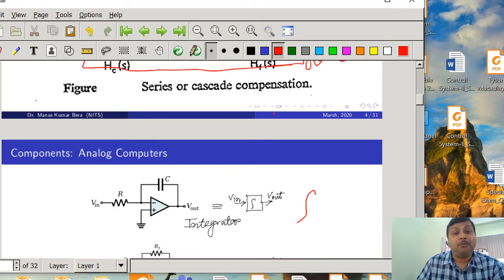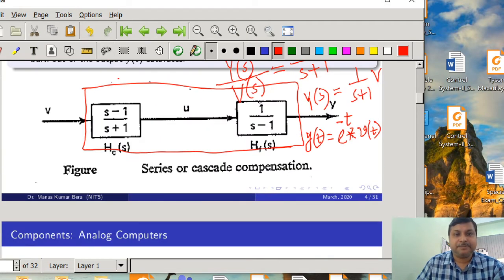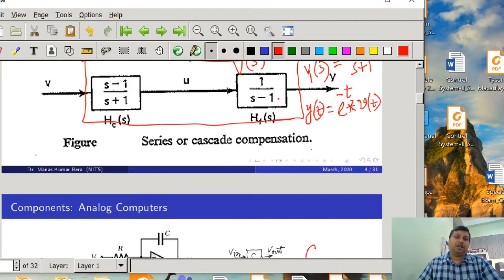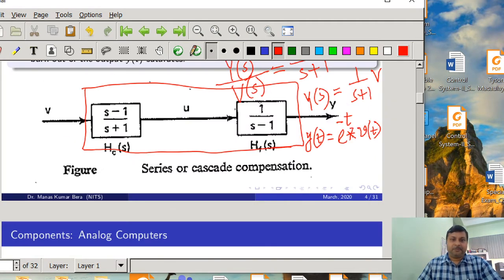Then the question is how we can do that one. To do that one, we have to represent this system in time domain. Then it will be easy for us to simulate this circuit in the laboratory using components like integrator, gain amplifier and adder. So we will try to represent this system in time domain subsystem-wise.